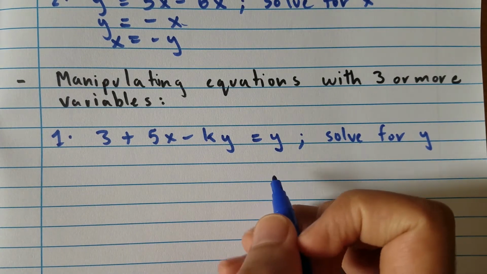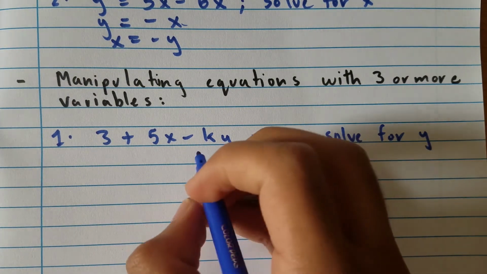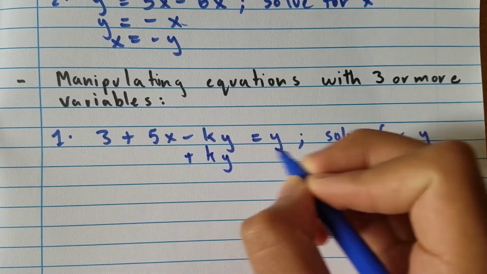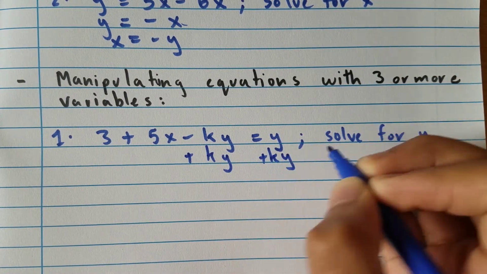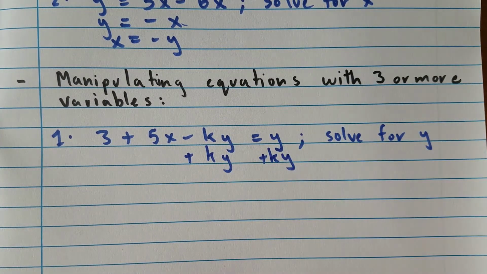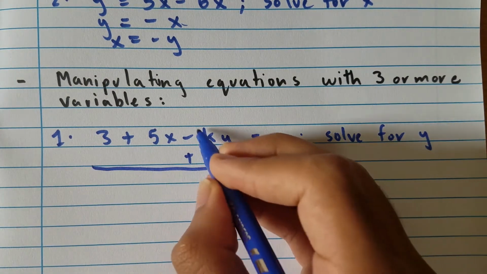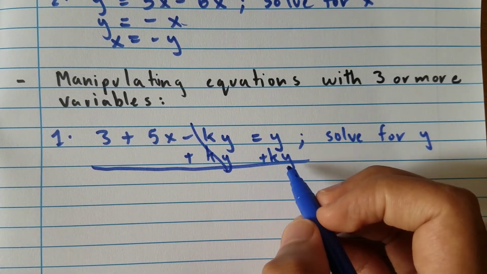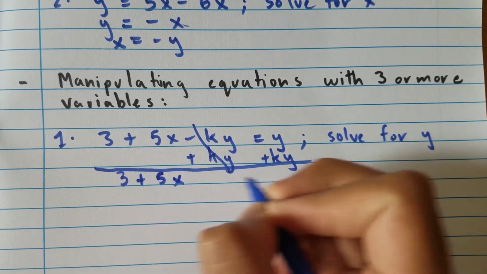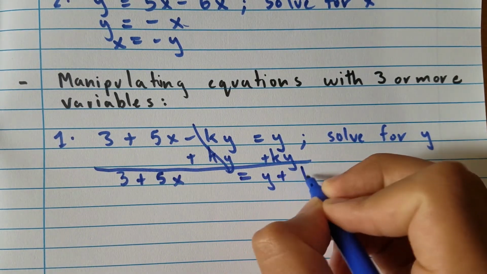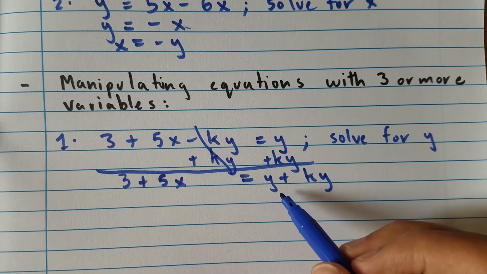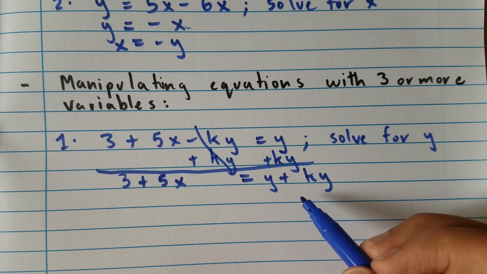Let's begin using inverse operations. I see that I can add ky on each side of the equation so that all the y terms can be moved to this side of the equation. And by doing so, this cancels out and we're left with 3 plus 5x equals y plus ky. But then we still have two terms of y. We still don't have a single y term.